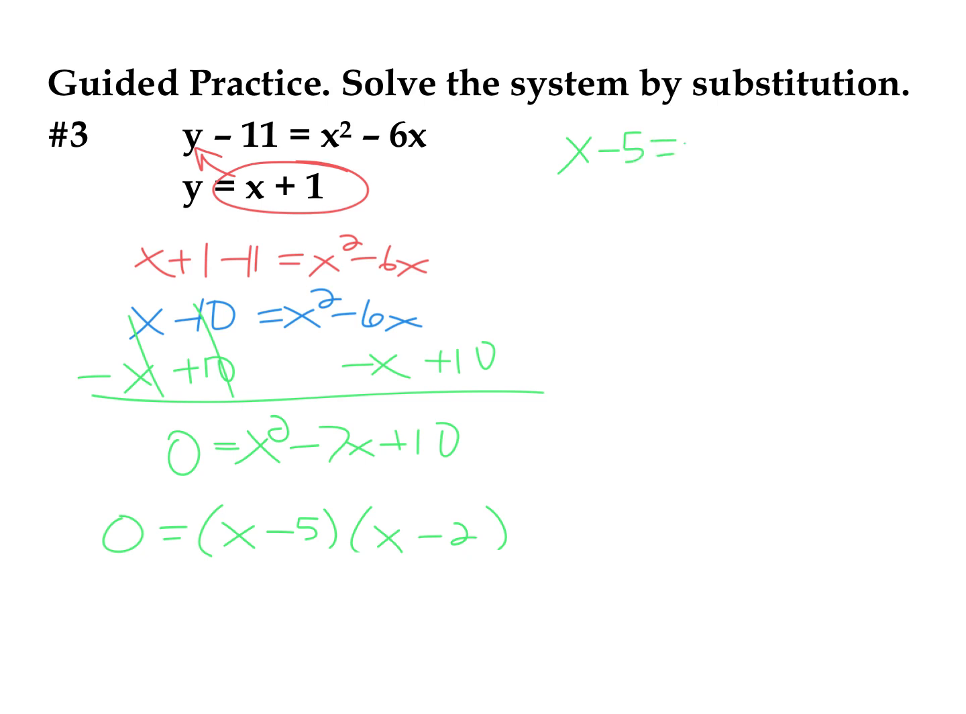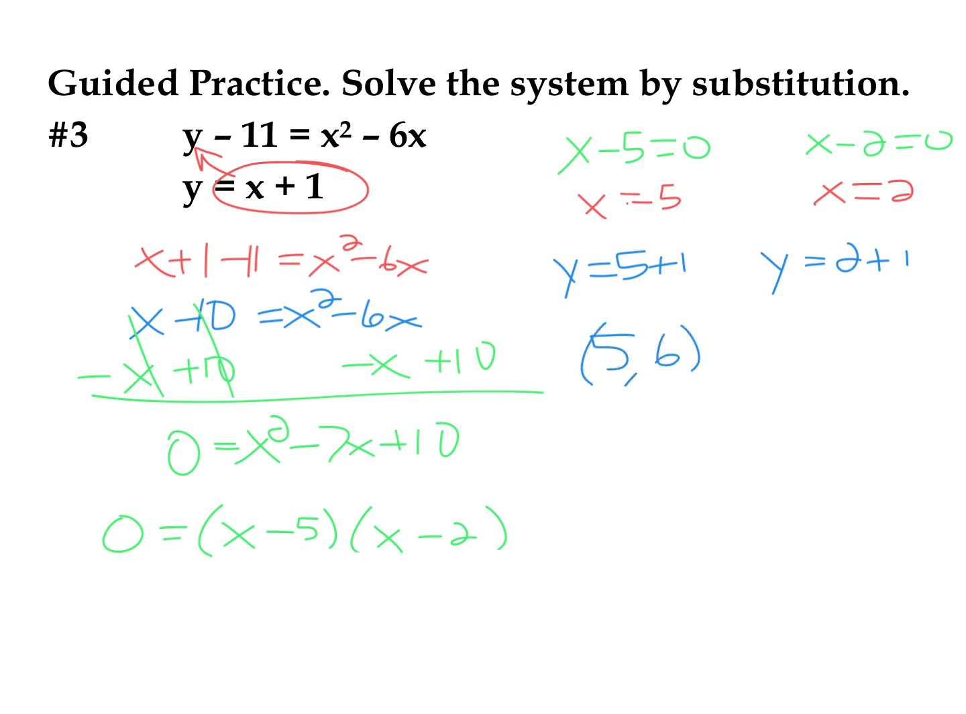X minus 5 equals 0. X minus 2 equals 0. Okay, and now I'm going to solve both of these. X equals 5 and x equals 2, which I now have to plug back in to find my y values. I'm going to take my second equation in this instance because that's relatively easy to work with. Y equals 5 plus 1. Y equals 2 plus 1. So I'm going to have an x value of 5 and a y value of 6. I'm going to have an x value of 2 and a y value of 3. Those would be the two xy ordered pairs that solve both of the equations.